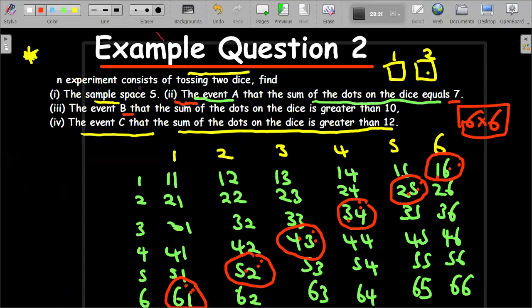6, 5. Okay, so we can add this 6 and 5. This will be greater than 10. We can also add this 5 and 6, it will be greater than 10. We can also add 6 plus 6, it will be greater than 10. So that event will just be equal to, the question that the previous asked, you can first list them like this.